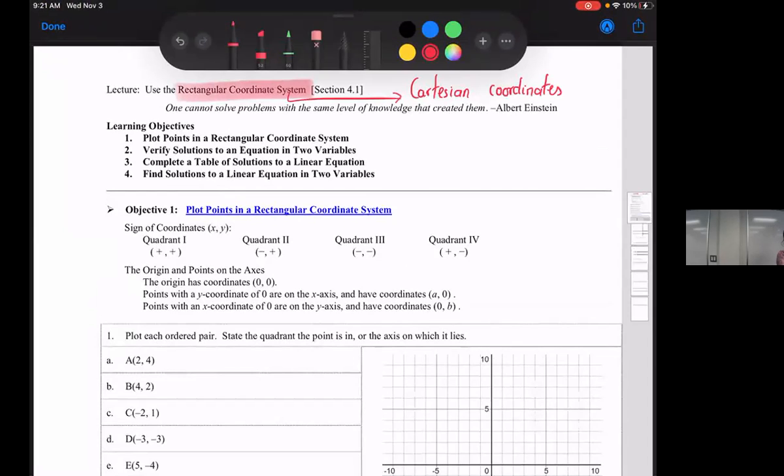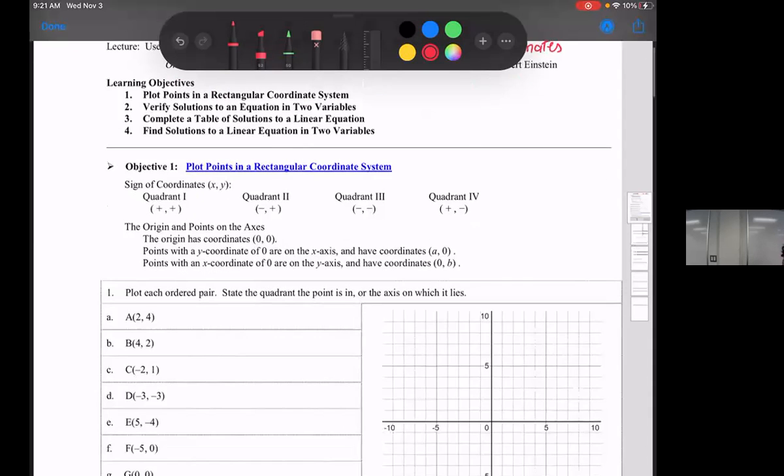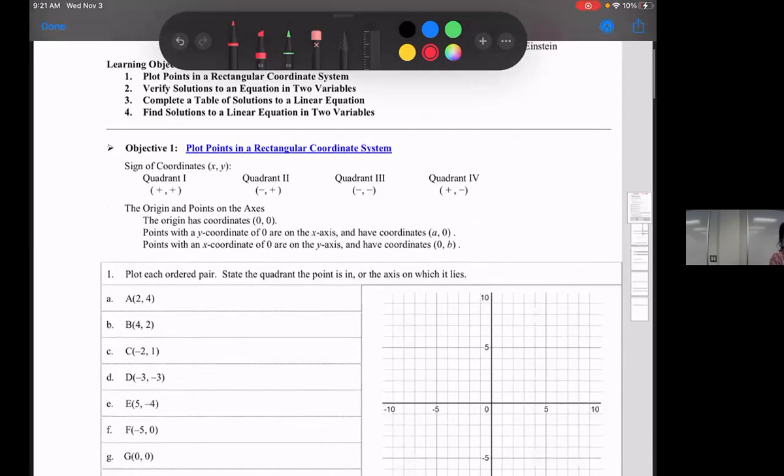You guys learned this in high school, right? So that's why it's going to be easy for you. It's algebra. We represent algebra in a geometric way. You can graph your point.